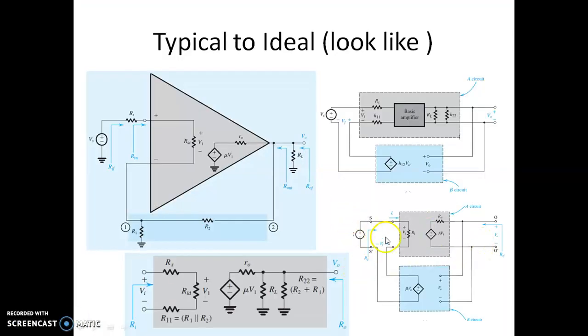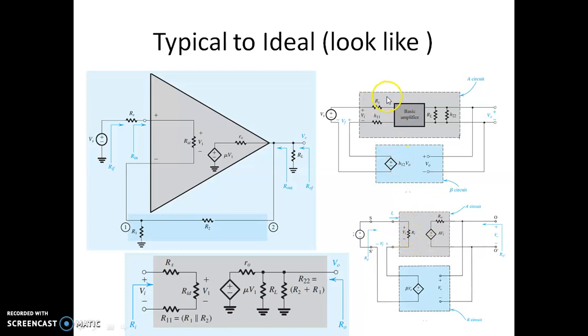Now you can see this is the ideal case where you had no RS, no RL, and of course these two are infinity and zero, and we didn't have any loading effect. So you can see this and this are exactly the same in terms of the source not having any resistance and the load not having resistance, and you can see there is an open circuit here. There is only a dependent source.